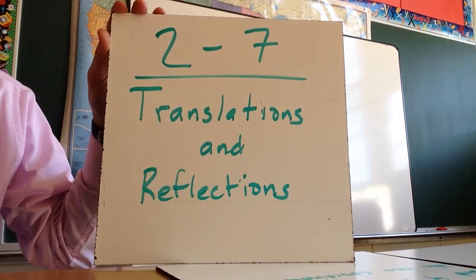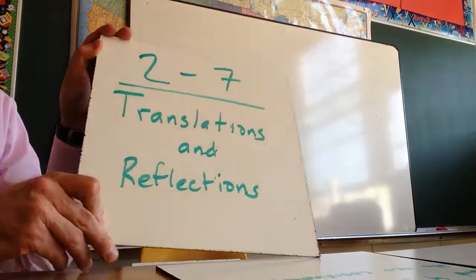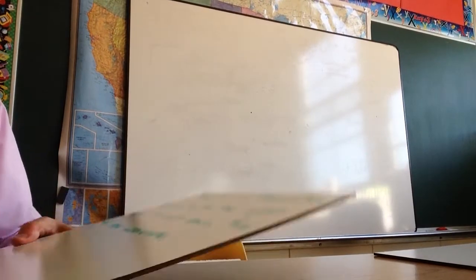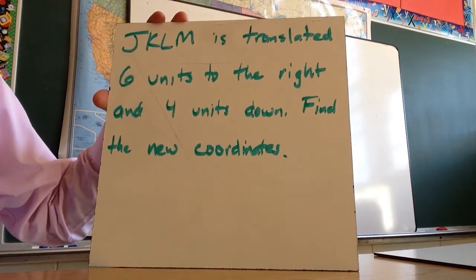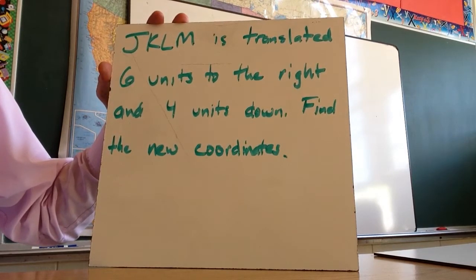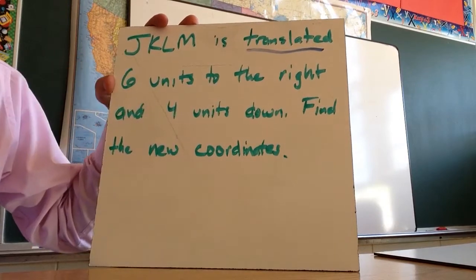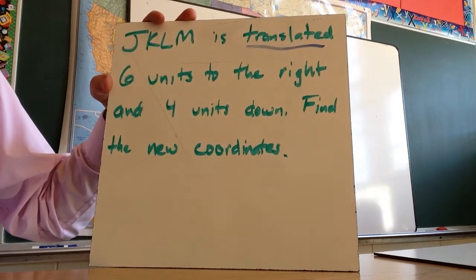Today's video is going to discuss Chapter 2.7, Translations and Reflections. So we're going to start with the idea of a translation, which is essentially moving an object on a coordinate plane. So if you think about JKLM as a rectangle, it's being translated or moved 6 units to the right and 4 units down. And we want to find the new coordinates.